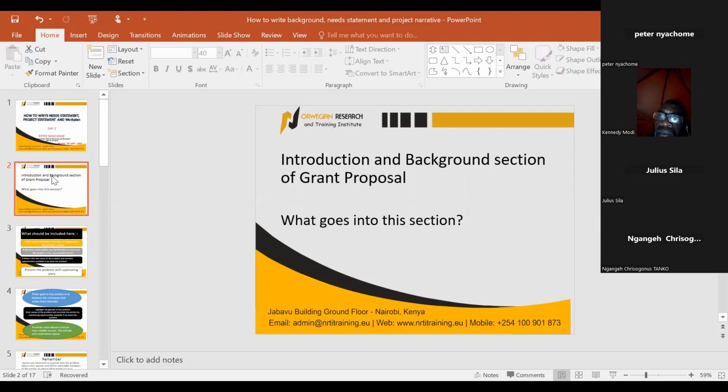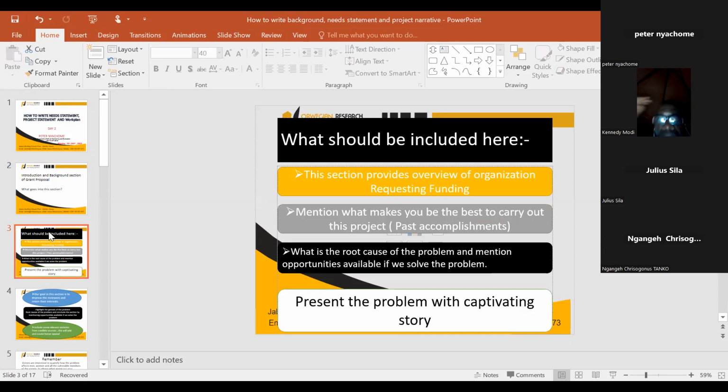So we want to look at what should go into the introduction that will make the donor rise in curiosity, to have some curiosity of reading it all throughout and finding out perhaps your level of credibility to implement the program you are proposing to do. Okay, beautiful. So now what should be inside here?